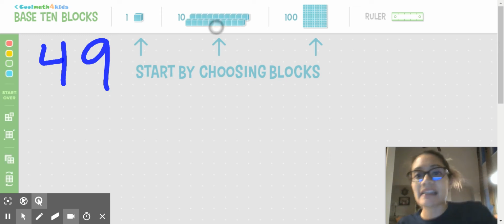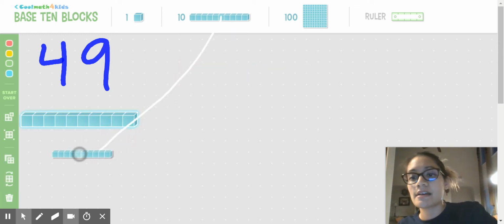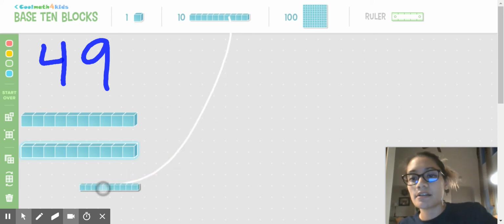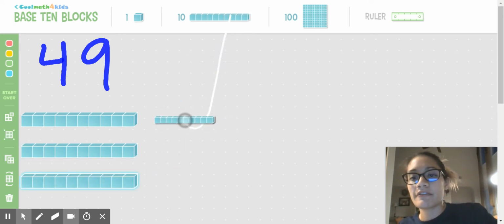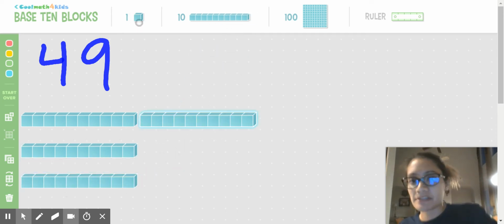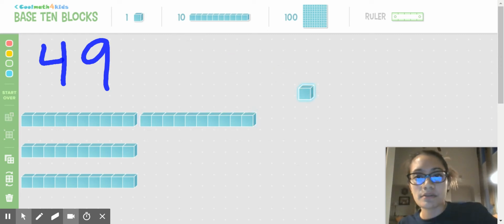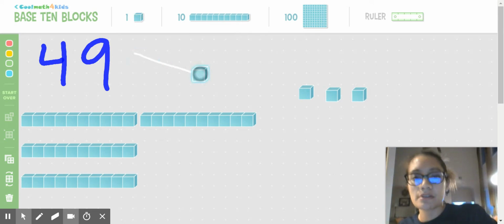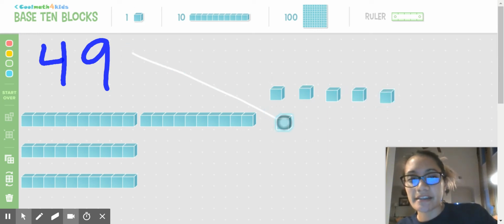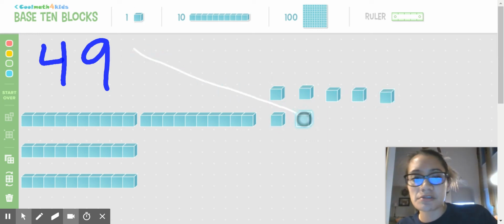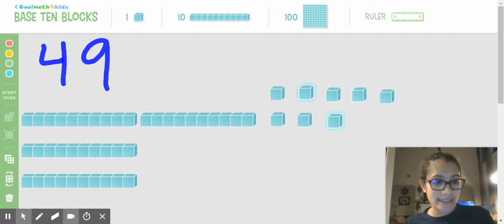So 49, I can do 4 tens. 10, 20, 30, 40. And Miss Tran is going to do 9 ones. And notice again, I am doing my ones in rows of 5. It's a good habit. It's a good choice, a wise choice to put your ones in rows of 5.